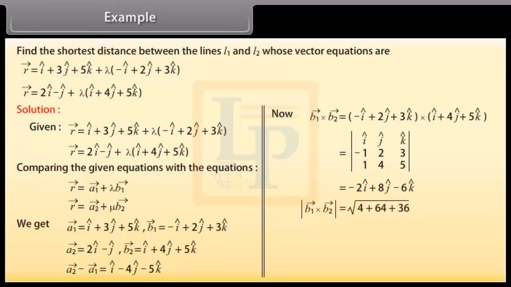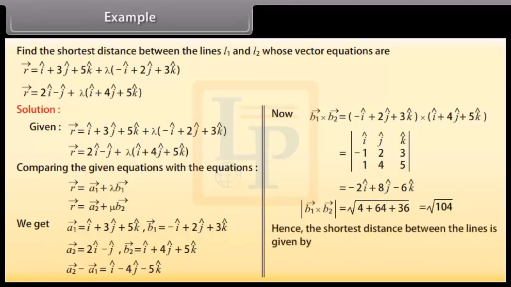Modulus of cross product of vector b1 and vector b2 equals square root of 4 plus 64 plus 36 equals square root of 104. Hence, the shortest distance between the lines is given by modulus of (minus 2 minus 32 plus 30) by square root of 104, equals 4 by square root of 104.